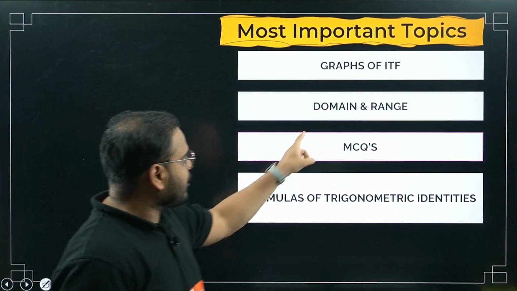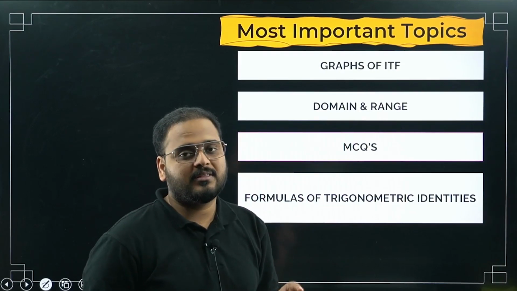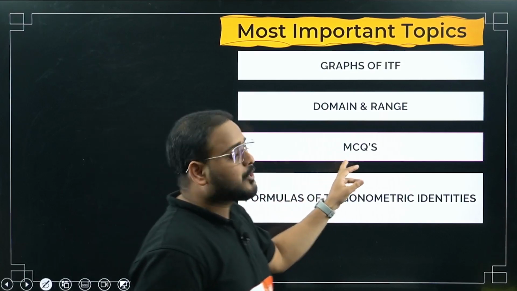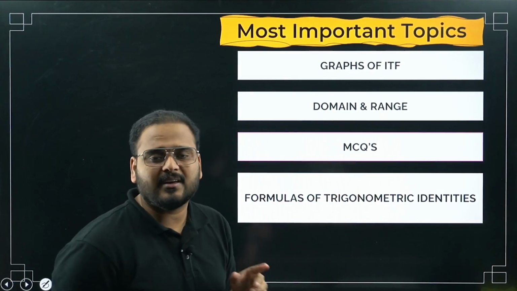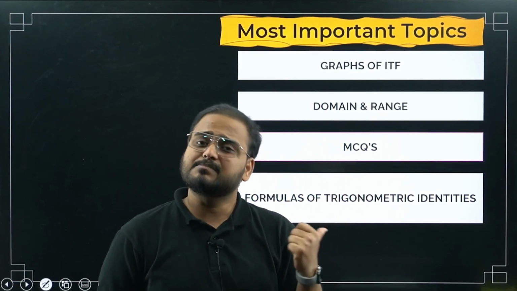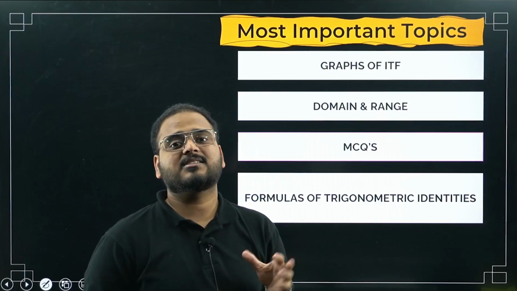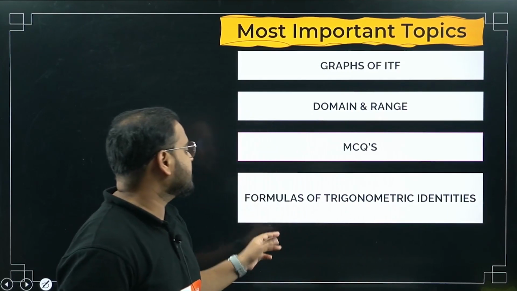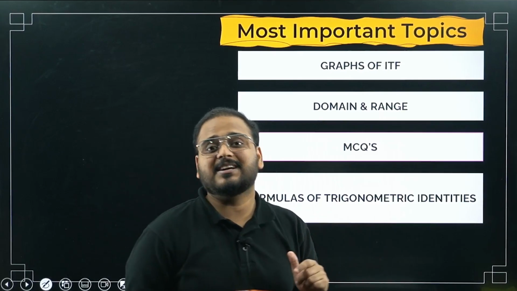Domain and range you must know. The conditions have to be known for all the 6 inverse trigonometric functions. MCQs are important because one question is coming, and why make a mistake in that simple chapter. Please understand how to work on MCQs, and solve more and more questions in the MCQ section. Last is the formulas of identities. You can see that today.